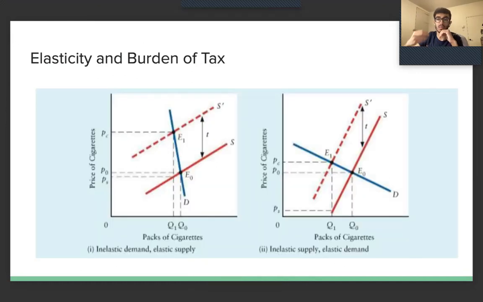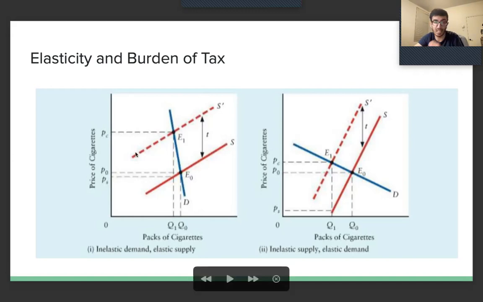Now we look at how elasticity reacts with the burden of tax. So usually when the demand is inelastic and the supply is elastic, we say the consumer has a higher burden of tax and the producer has a lower burden of tax, compared to when we have elastic demand and inelastic supply. In that case, the producers have a higher burden of tax compared to the customer.